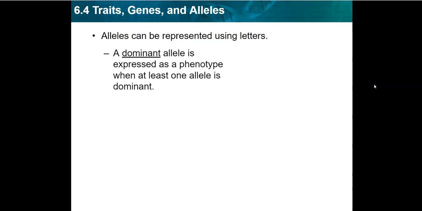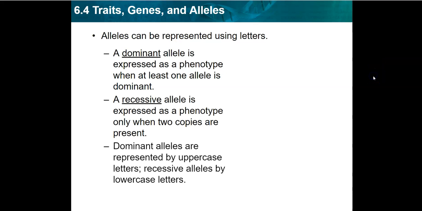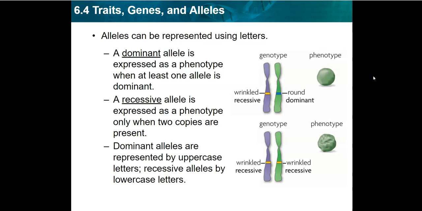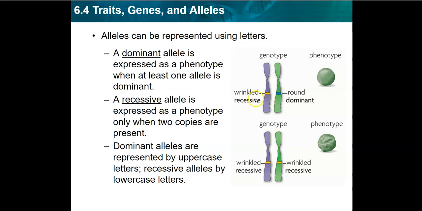Alleles can be represented using letters. The dominant alleles are expressed as a phenotype when at least one allele is dominant. So if it's present, that's what you see. A recessive allele is only expressed as a phenotype when two copies are present. So they both have to be recessive in order for us to see that. Dominant alleles are represented by uppercase letters and recessive by lowercase. So in this instance, if both of them are recessive, that's what you're going to see. If one of them is dominant, then that's what you will see. It only takes one to make it dominant, to make the phenotype express that.